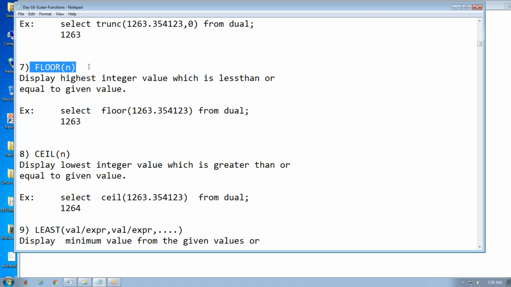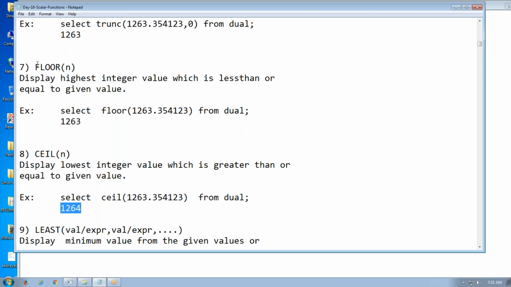You are giving a value. If your given value is not an integer, then the floor function will display the immediate lower integer than the given value. Again, floor and ceil functions display only integers, no decimal part.